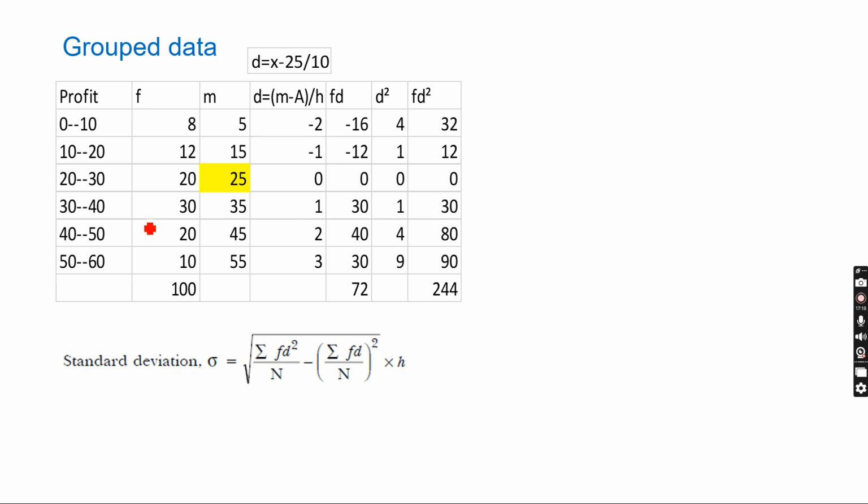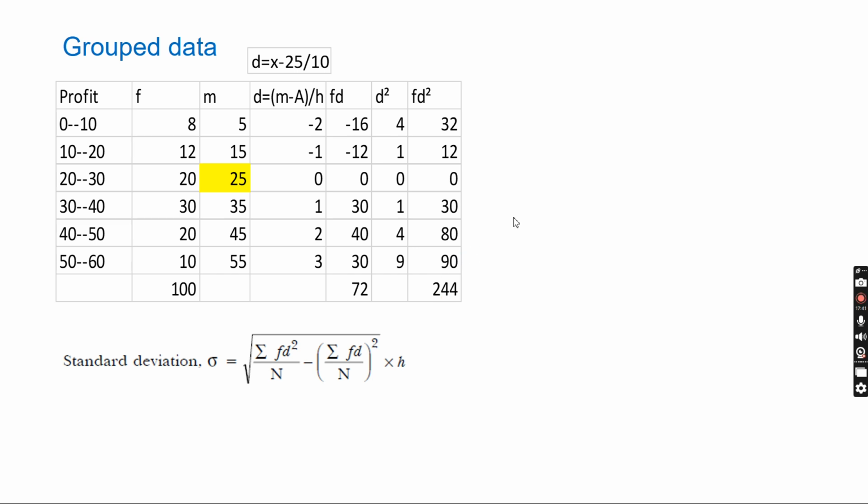Let's do it for the fourth observation. So we have D as 1. So 30 into 1 is 30, and 1 square is again 1. So 30 into 1, FD square is 30. So in a sense, I have calculated FD and FD square. The sum of FD is 72 and the summation of FD square is 244.